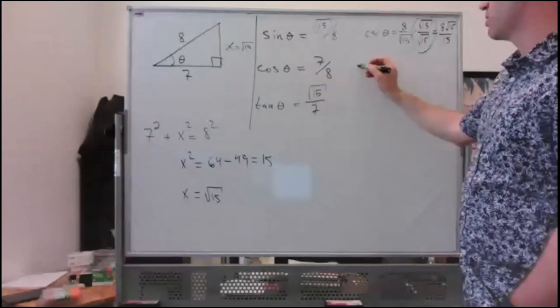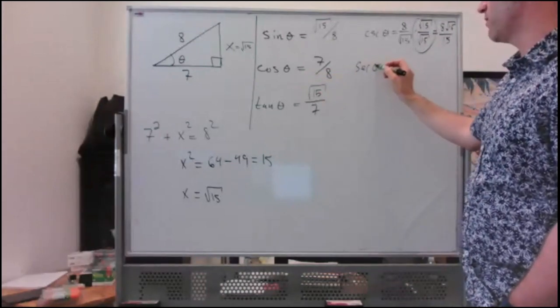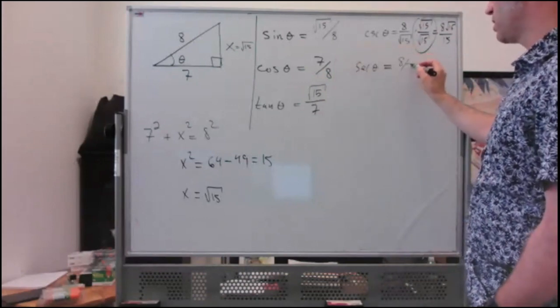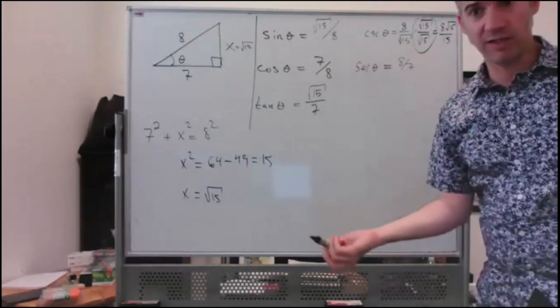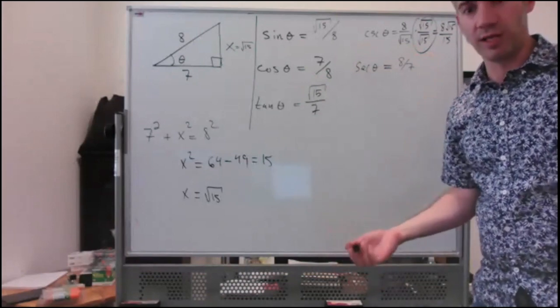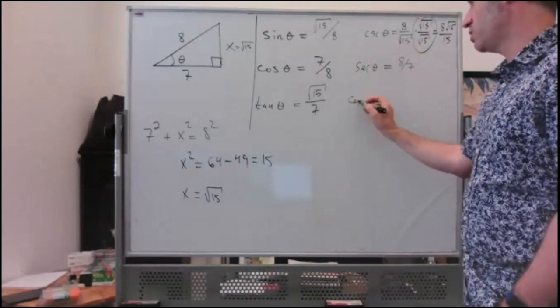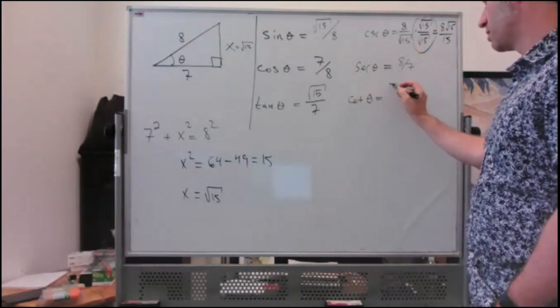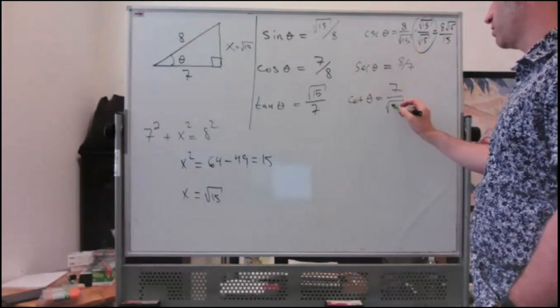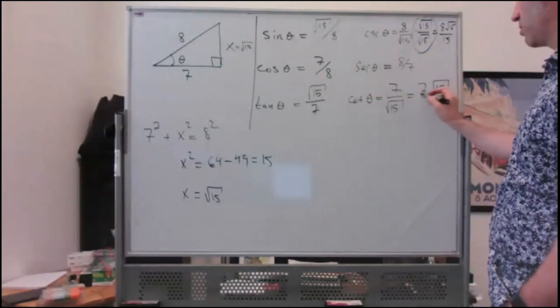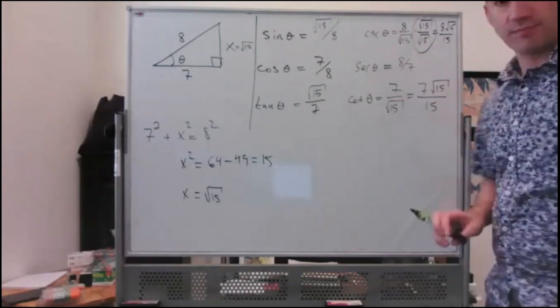The reciprocal of cosine is secant of theta. That's going to be the reciprocal of that, which is just 8 over 7. No need to rationalize there because the denominator is already a rational number. It's not irrational like that. And cotangent of theta is going to be 7 over the square root of 15, which is equal to 7 root 15 over 15. That's it.